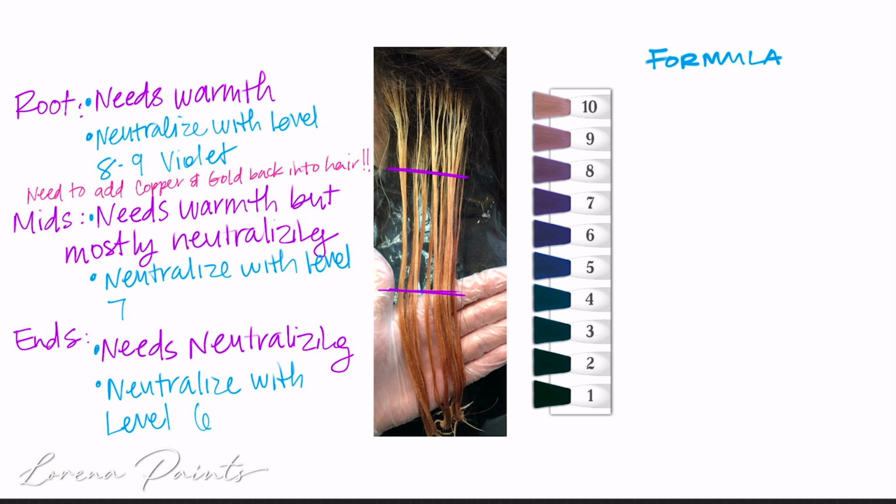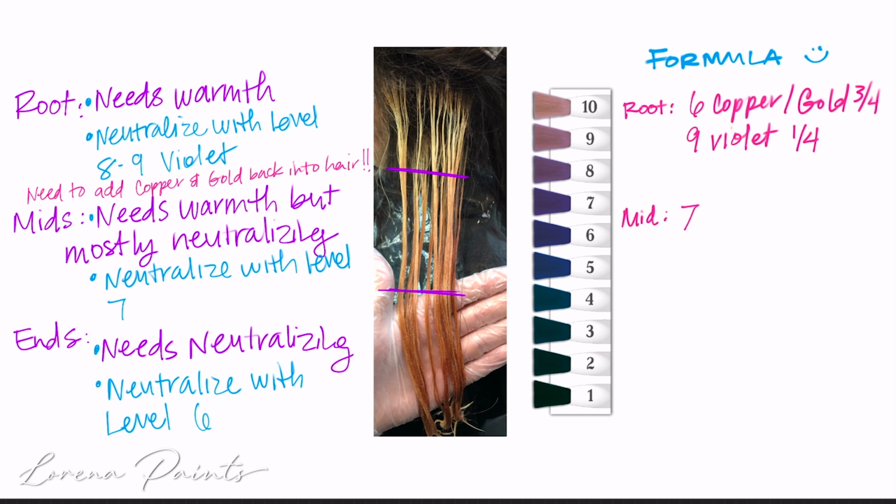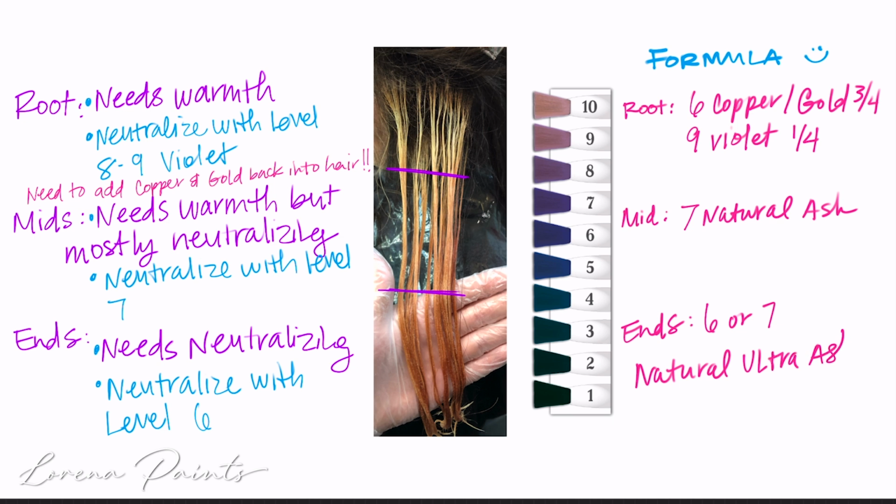Our next step is to formulate. On her root, we will use 3/4 of level 6 copper gold and 1/4 level 9 violet. On the mids, we will use 7 natural ash, and for the ends, we will use levels 6 to 7 natural ultra ash. This is only one way to formulate.